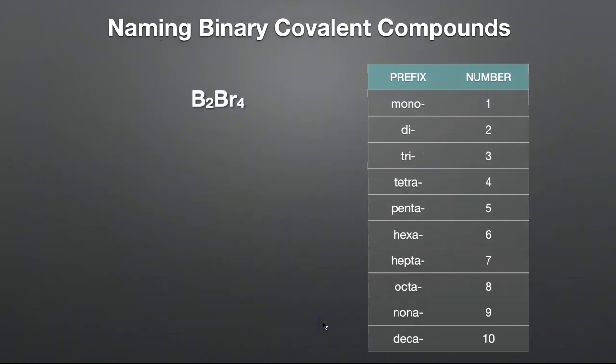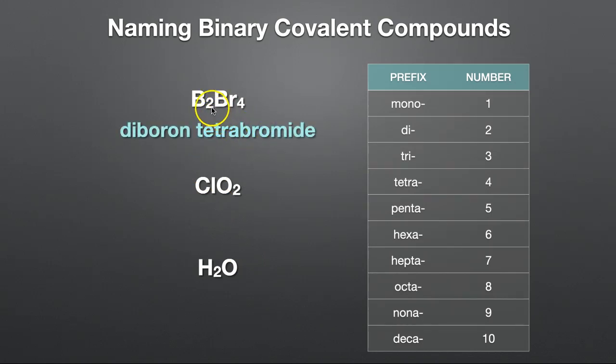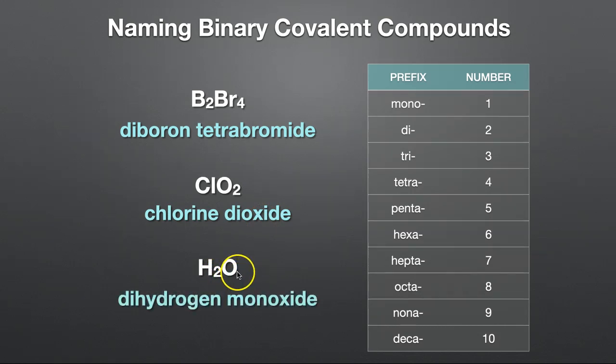All right, here's a few more. Why don't you try these really quick on your piece of paper, pause the video, and then resume when you think you have it. For our first problem, B2Br4, that would be diboron tetrabromide. Only the second element name ends in "ide." This is ClO2. It's binary, only 2 elements, so that is not an I. So I would have chlorine, leaving off the mono from the first element, dioxide. Now we know H2O is water, but the proper chemical name would be dihydrogen monoxide.